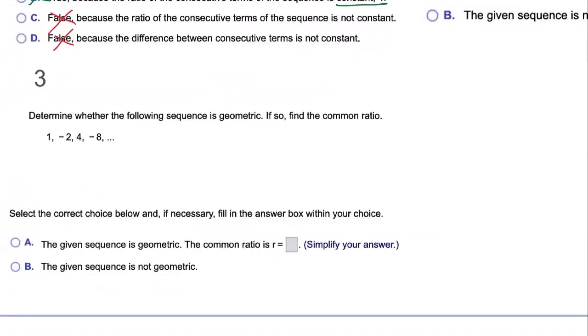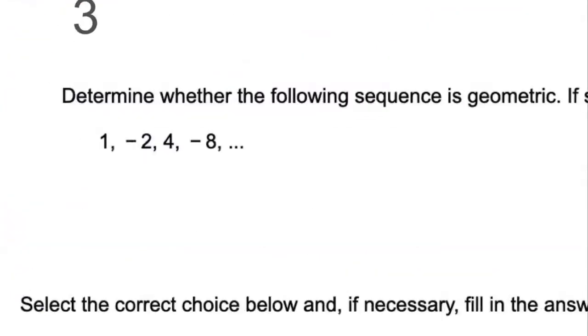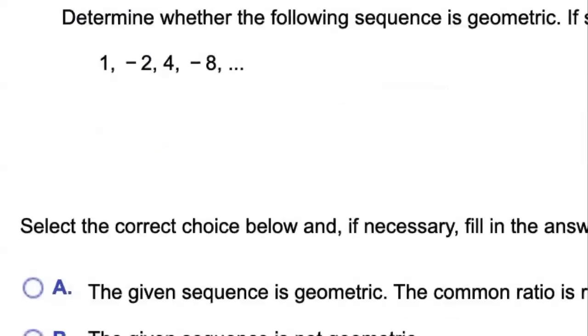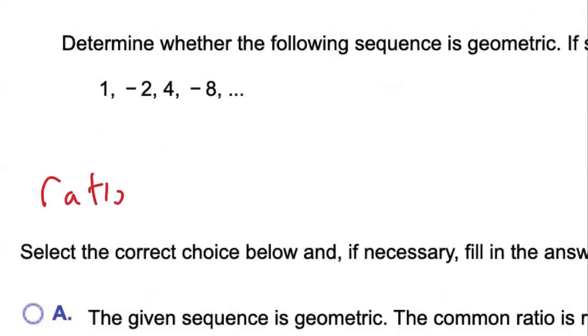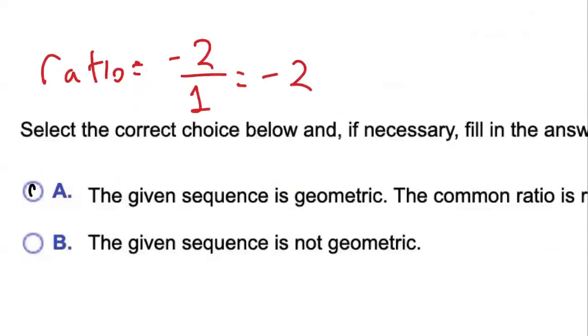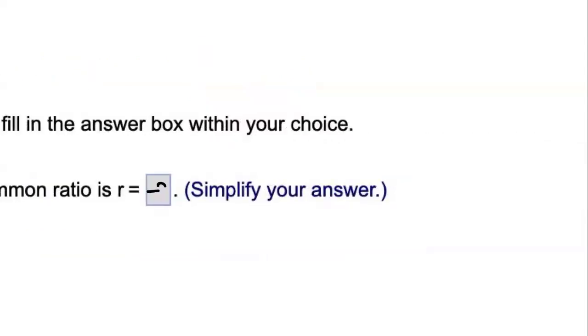Number 3, determine whether the following sequence is geometric. If so, find the common ratio. This is where it can get a little bit confusing because you get positive and negative. All you have to do is find the common ratio and make sure it's the same all the way around. In this case, the ratio is -2 divided by 1, which gives me -2. Now, is 1 times -2 equal to -2? Yes. Is -2 times -2 equal to 4? Yes. Is 4 times -2 equal to -8? Yes. So this is in fact a geometric sequence, and the common ratio is -2.